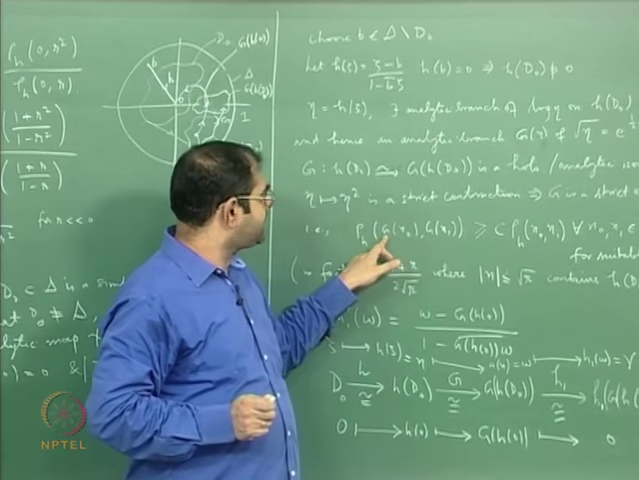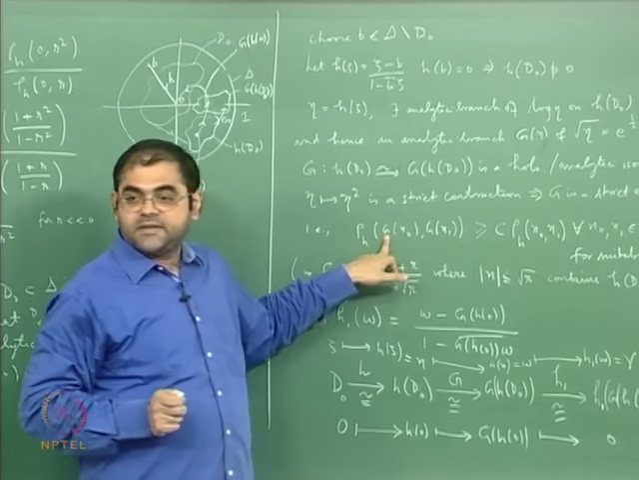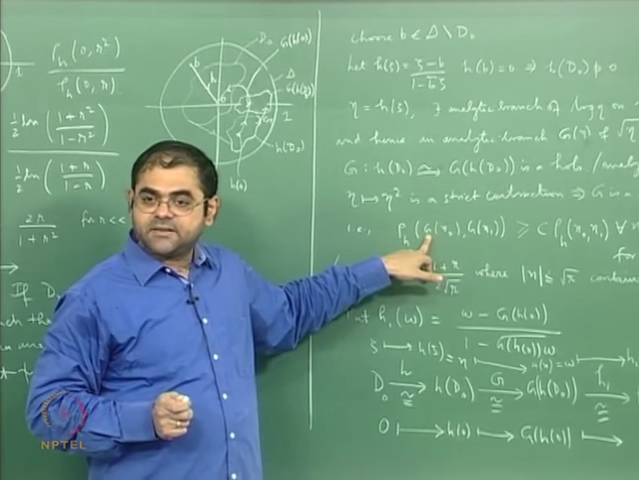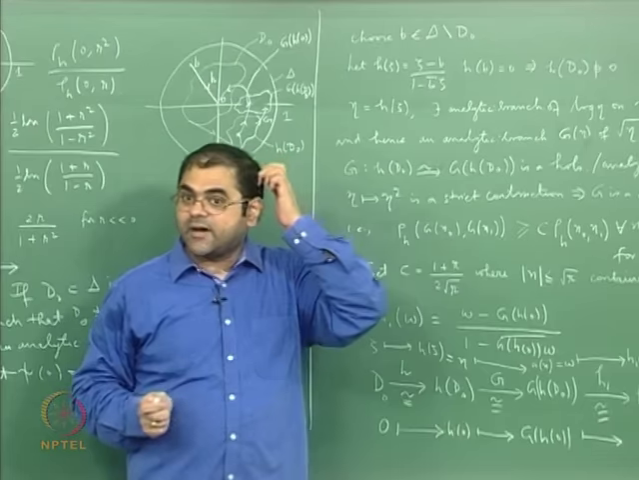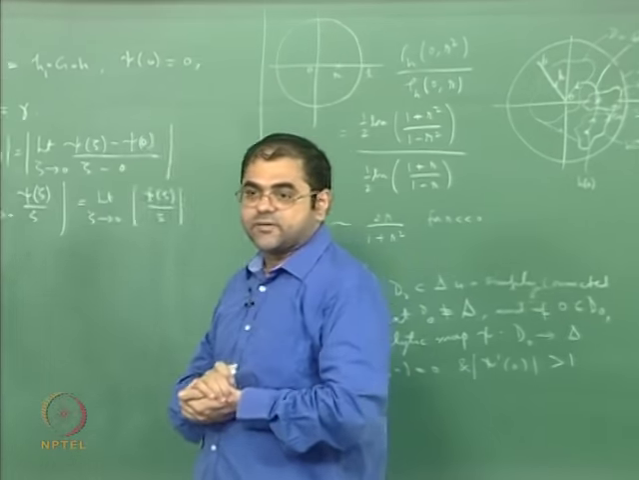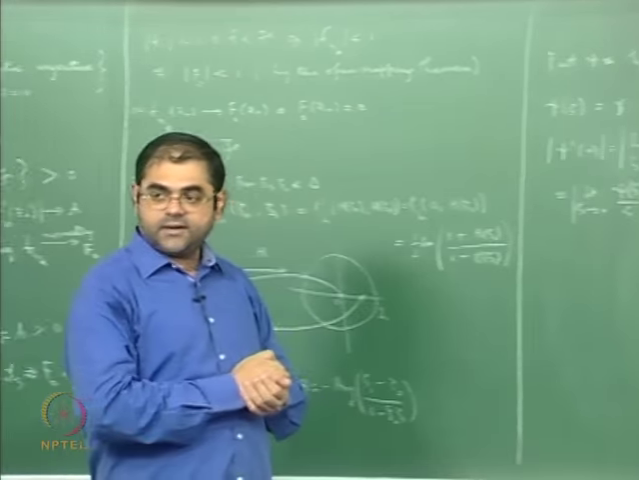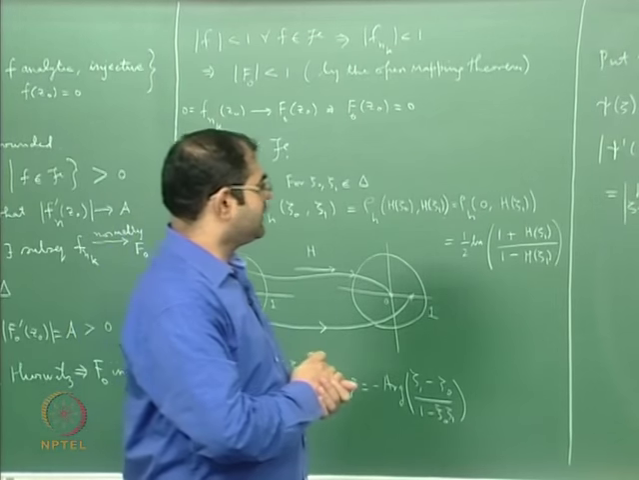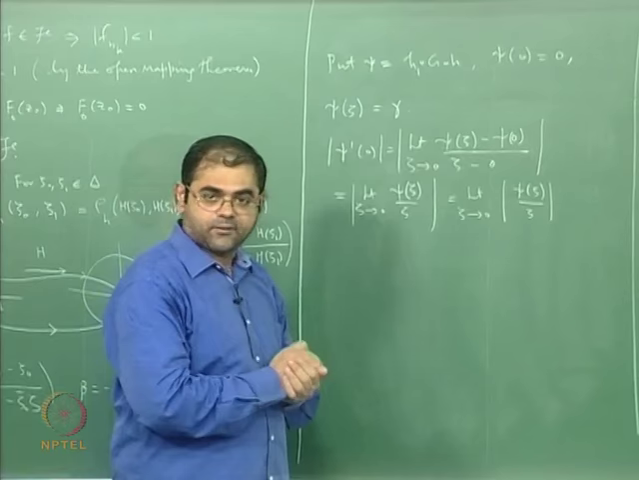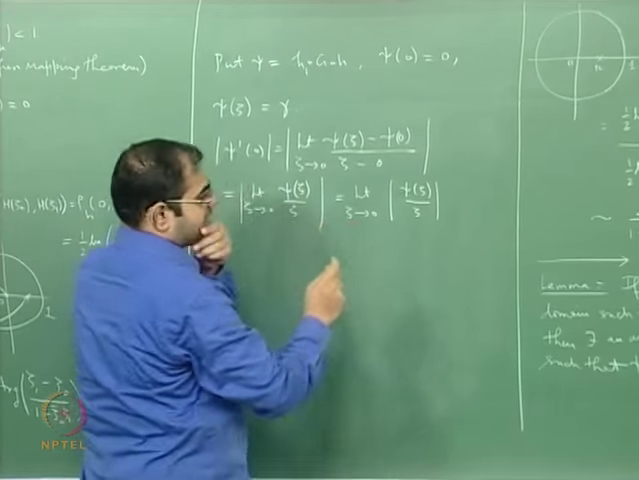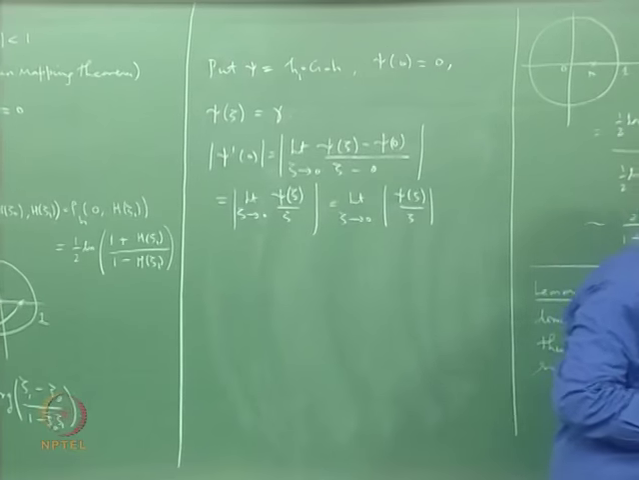This estimate is connected with the mapping in between, which is capital G, which is the square root function, an analytic branch of the square root, is expanding, okay. And I have to use that estimate to show that this happens. So let us keep this as it is and let me try to apply this.